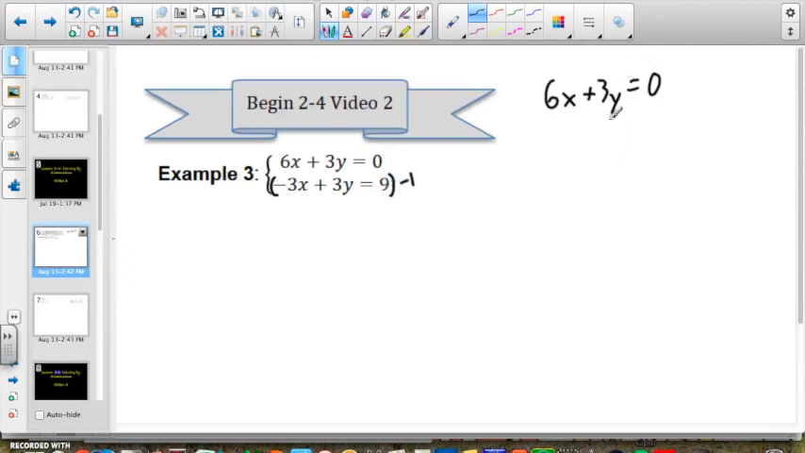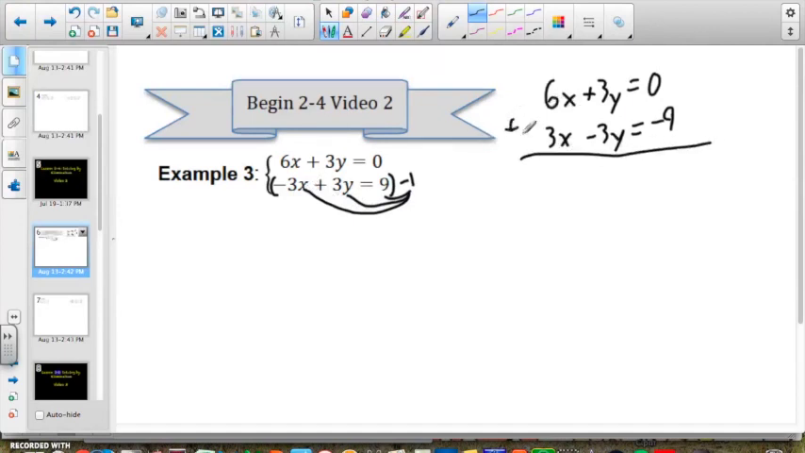So I just rewrote my first equation over here, and then I'm just going to multiply the whole second equation by negative 1. Negative 1 times negative 3x gives me a positive 3x. Negative 1 times 3y is going to give me a negative 3y, and negative 1 times 9 is going to give me a negative 9. All I did is I took this negative 1 and I multiplied it through all three pieces of my equation to get a new equation.